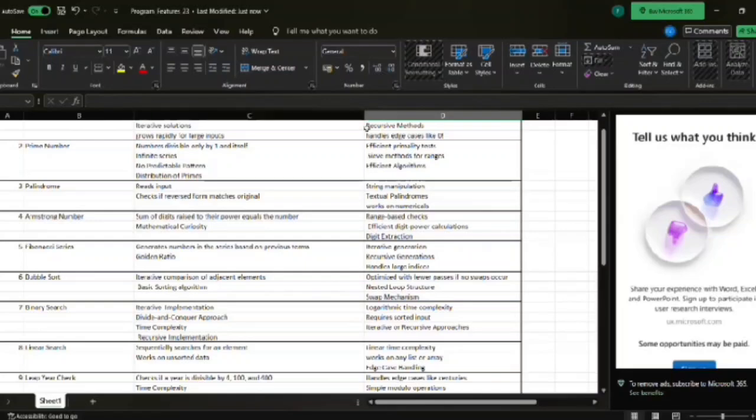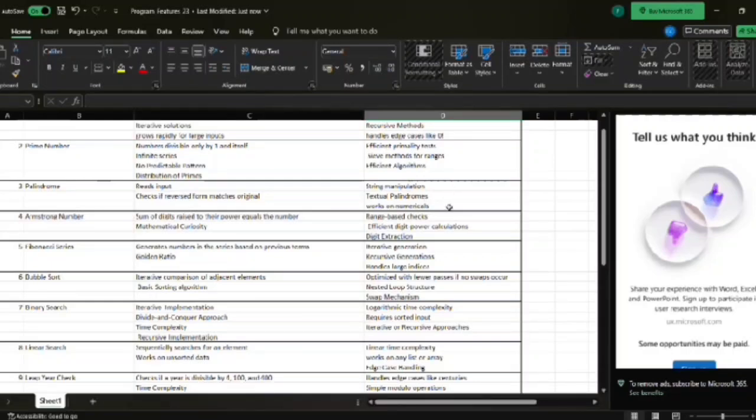4. Armstrong number. Sum of digits raised to their power equals the number. This is the defining property of an Armstrong number, also known as a narcissistic number. Digit extraction. Calculating an Armstrong number requires extracting individual digits from the number and performing operations on them.